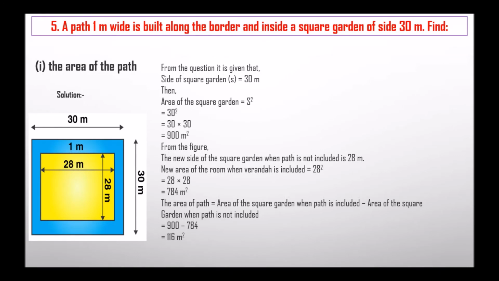Fifth question, a path 1 meter wide is built along the border and inside a square garden of side 30 meter. Find the area of path. So side of square garden is 30 meter. Area of square garden equals s square, that is 30 square, that is 900 meter square. New area of garden when the path is not included: side is 28 meter. So new area equals 28 into 28, that is 784 meters square. Now the area of path equals 900 minus 784, that is 116 meter square.